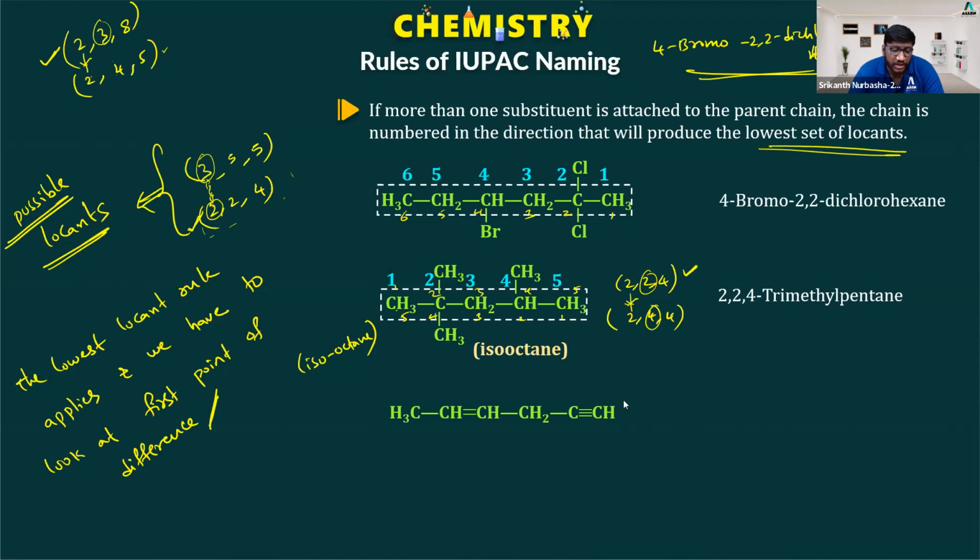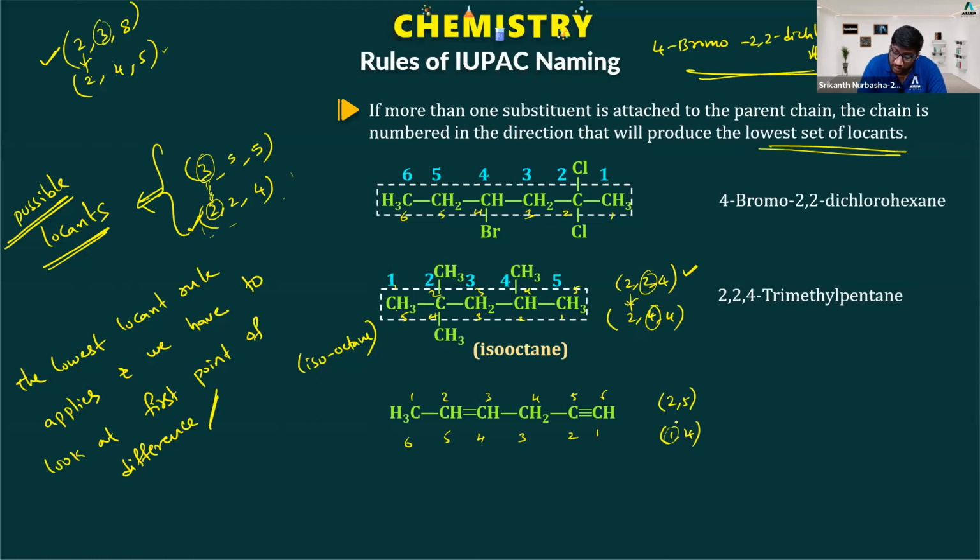So generally, which is more priority when compared, double or triple bonds? Triple bond or double bond? Double bond. Double bond is given the highest priority, but when comparing double bond and triple bond, the lowest locant rule is the highest priority. Okay, give numbering in this fashion: 1, 2, 3, 4, 5, 6. You can also give numbering in the other direction: 1, 2, 3, 4, 5, 6. If you give numbering in this fashion, you are getting 2, 5. If you give the numbering the other way, you are getting 1, 4.